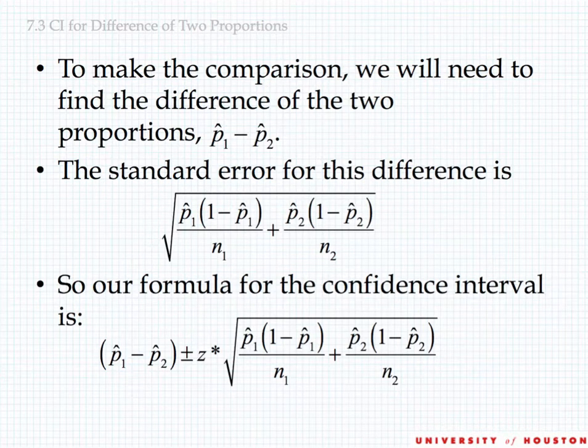To make the comparison, we'll need to find the difference of our two proportions. So the sample proportion from sample 1 minus the sample proportion from sample 2. The standard error for the difference is found by the following formula. The square root of p hat 1 times 1 minus p hat 1 divided by n1 plus p hat 2 times 1 minus p hat 2 divided by n2. So this makes our formula the difference in our sample proportions plus or minus our critical value z star, based on our level of confidence, times the standard error.